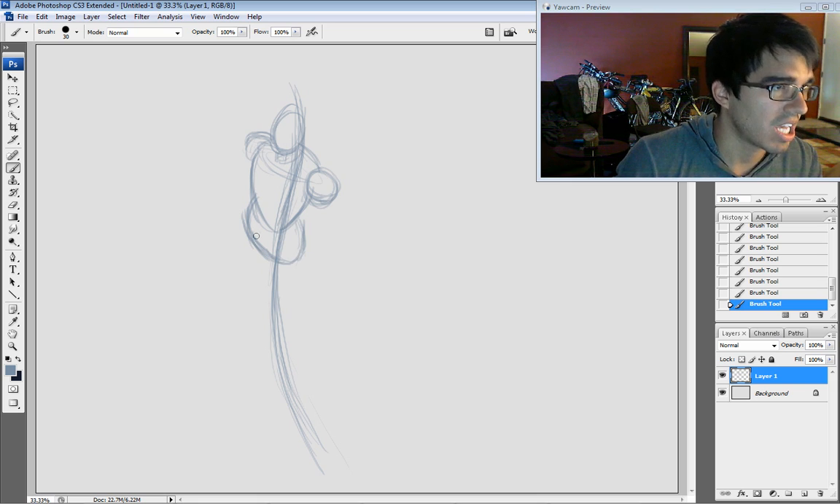I will kill it! Alright, so we got the basic torso and hips down. Going down here. So remember, we are going in 3/4.